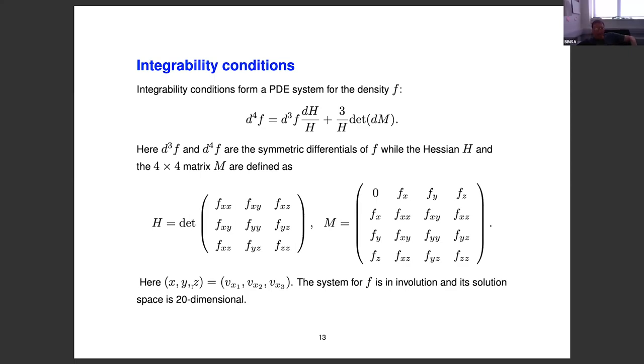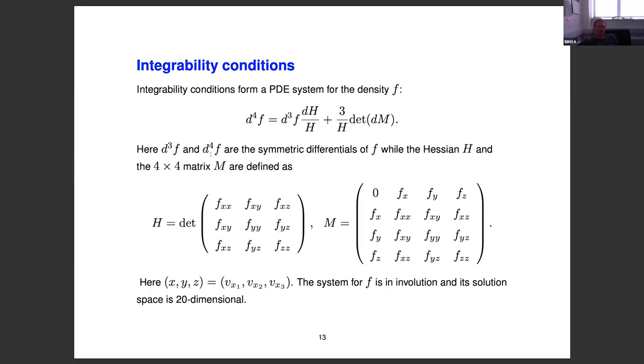So let's do the following. Let's introduce, first of all, the Hessian matrix of F, and denote by capital H its determinant. So it's the Hessian of the function F. Let's also introduce this matrix, which is called the bordered Hessian, of the function f. So it's bordered by this row and this column, right? Let me also introduce the third order symmetric differential of f, and the fourth order symmetric differential of f.